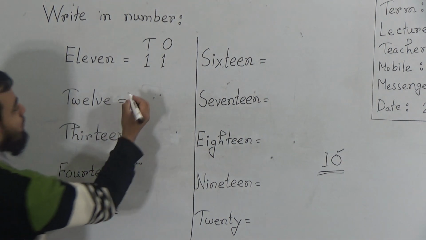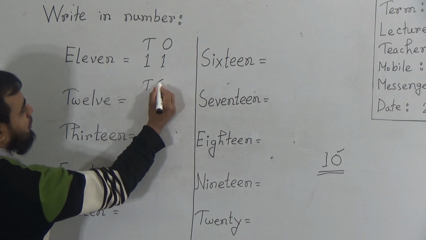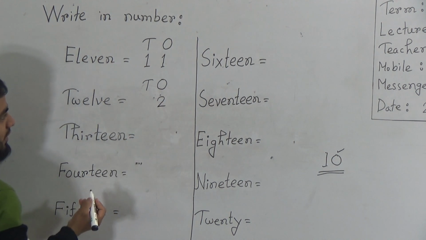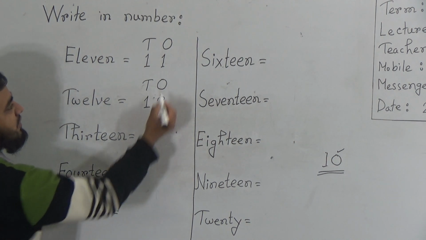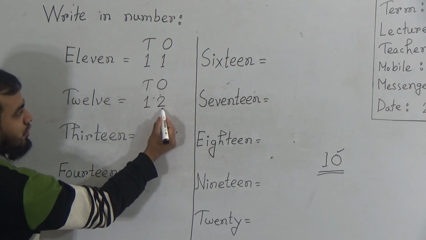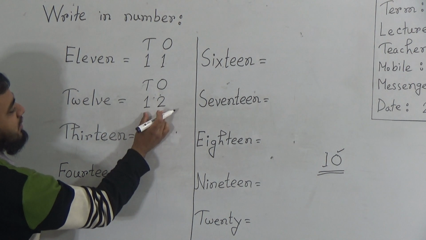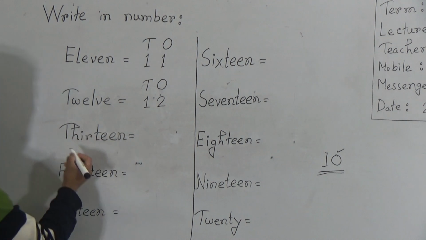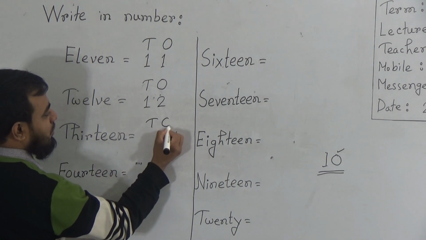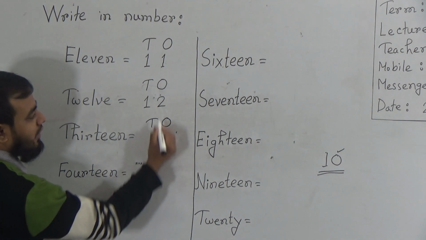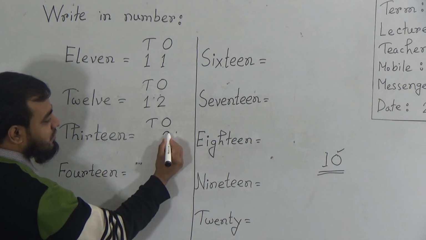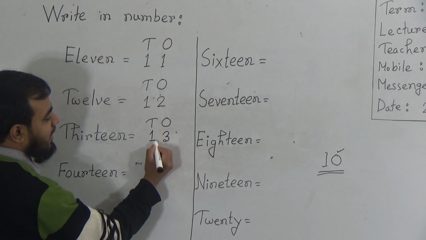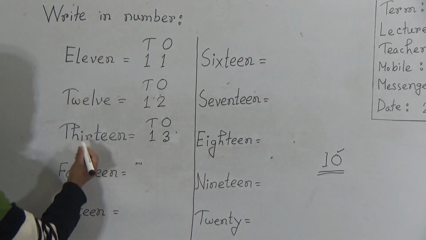After 11, the number comes which is 12. To write down 12, look very carefully. We need to write down in the ones position the number 2, and in the tens position, we need to write down 1. So 1 and 2 make the number 12. I think, dear students, you have understood. Now, after 12, the number comes which is 13. To write down 13, in the ones position, we should write down the number 3, because after 2 the number comes which is 3. And in the tens position, we should write down 1 again. So 1 and 3 make the number 13.